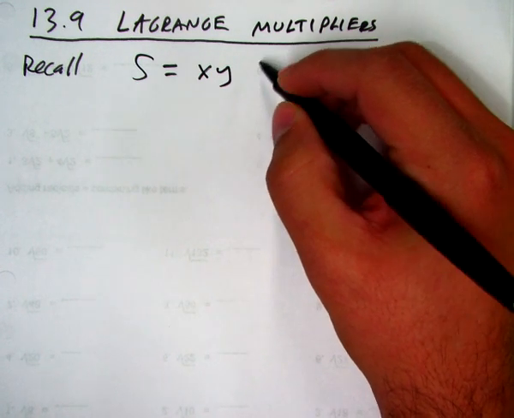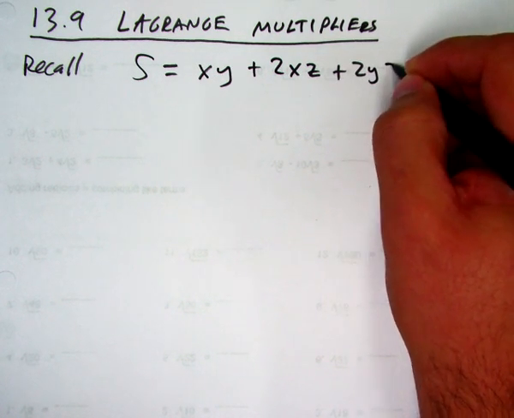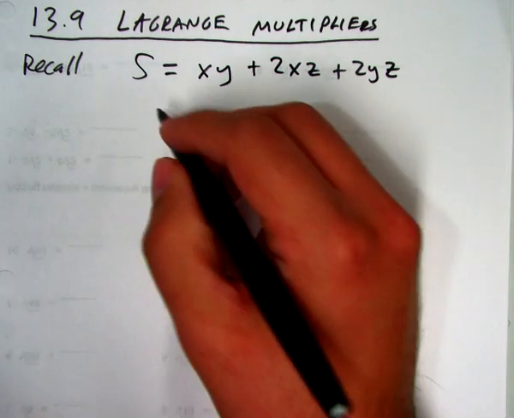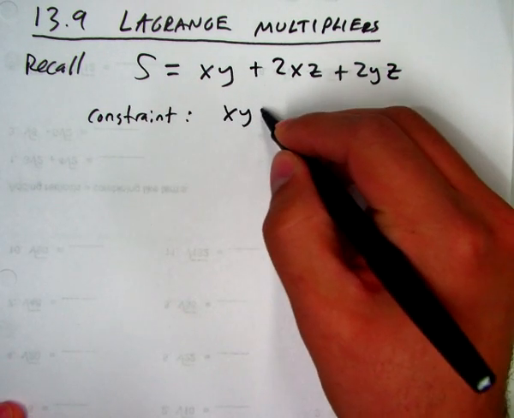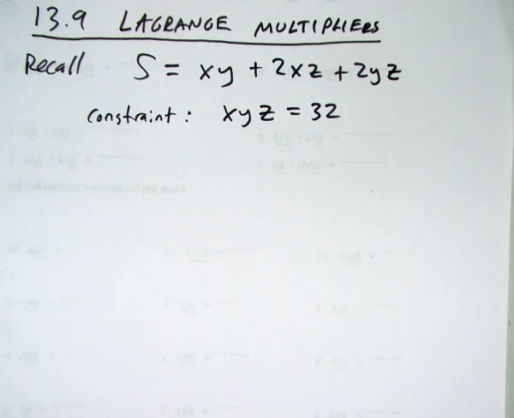We were interested in minimizing the surface area. And we found that the surface area equation was going to be xy plus 2xz plus 2yz. And the constraint was that the volume, which was found by taking the dimensions x, y, and z, multiplying them, had to be 32. So it was the box with no lid. What was the minimum surface area?